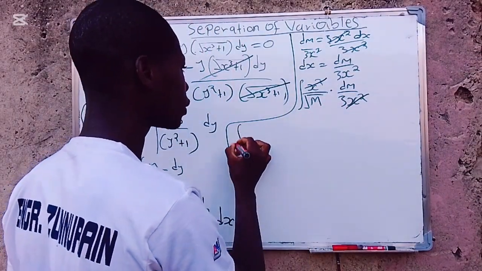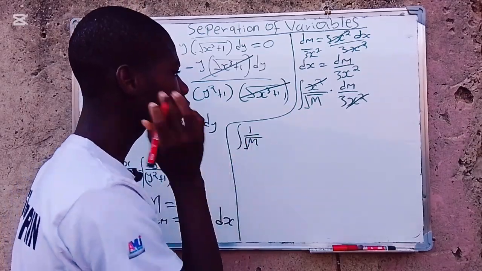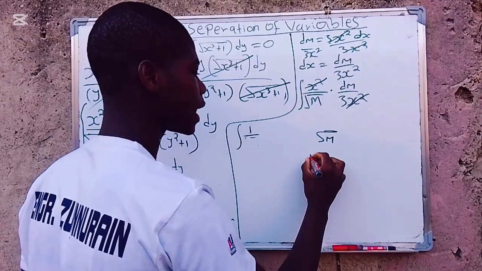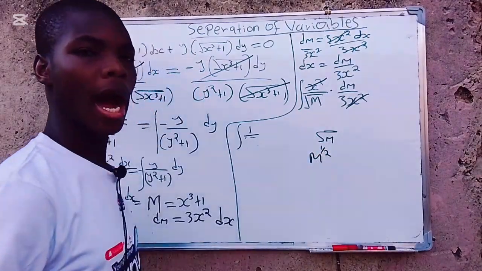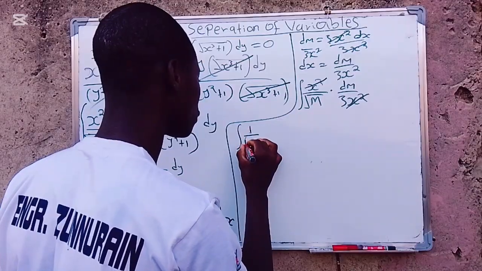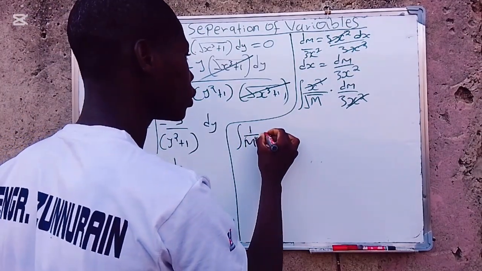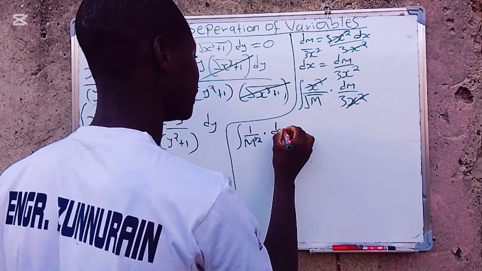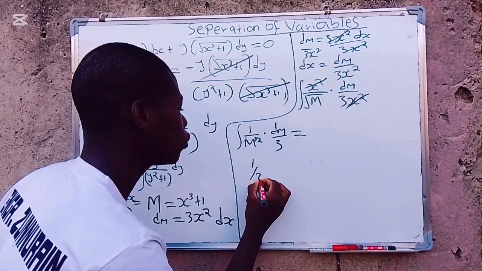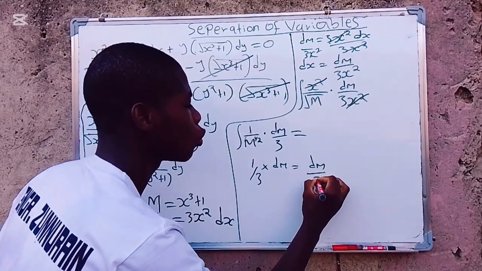So this should now be equal to the integral of 1 over the root of m. The root of m is the same thing as m to the power of a half. So this is equal to 1 over m to the half, multiplied by dm over 3. You all know that 1 over 3 multiplied by dm is the same thing as dm over 3.